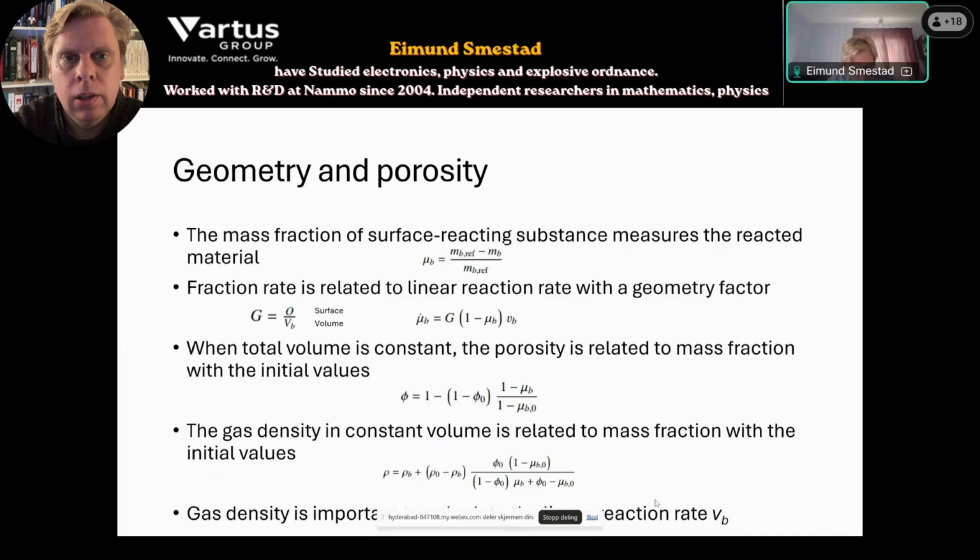When the volume is constant, the porosity phi is directly related to the mass fraction μb with the initial values. The same applies for the gas density, directly related to the mass fraction and the initial values. Gas density is important because it's the main input parameter to the linear reaction rate Vb.